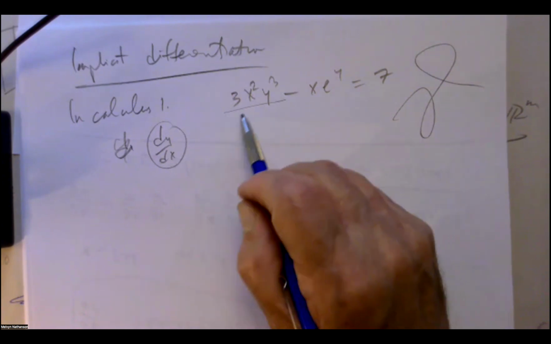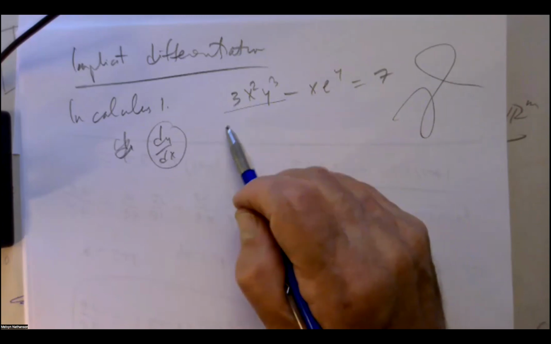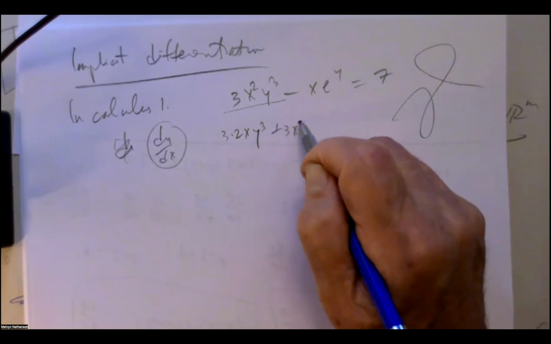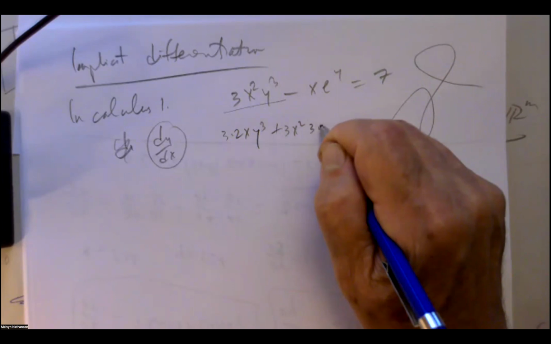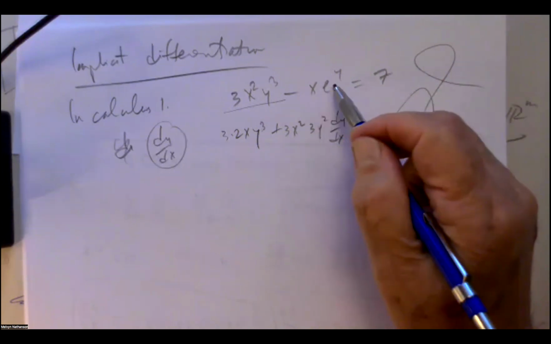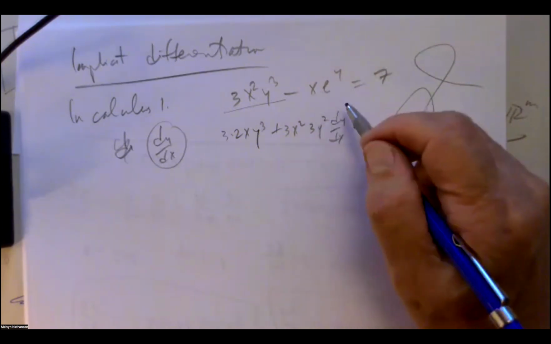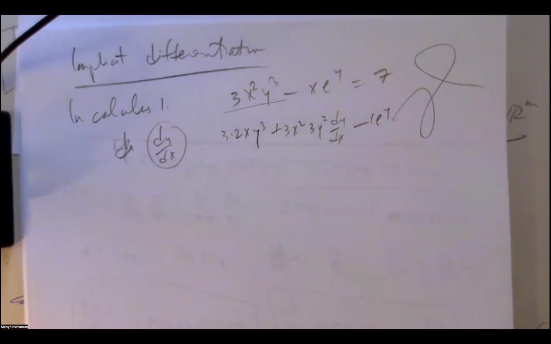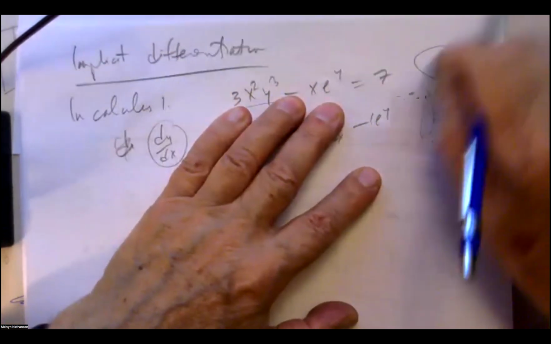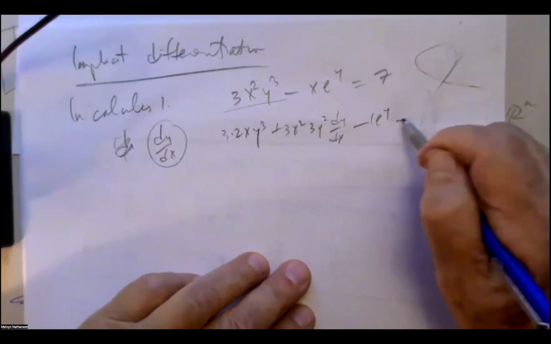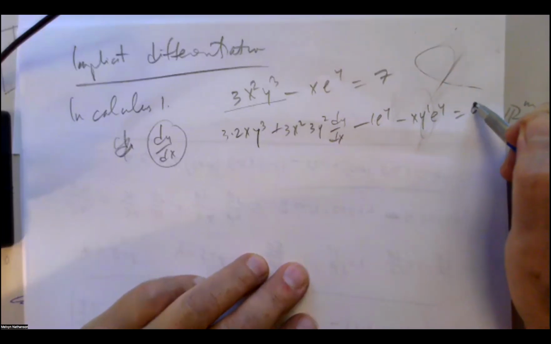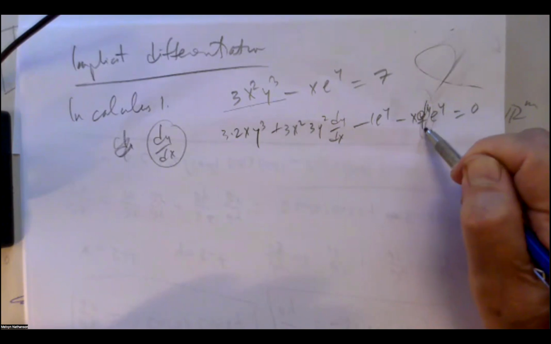So by the product rule, the derivative of this first term with respect to x is 3 times 2x times y cubed plus 3x squared times the derivative of y cubed, which by the chain rule is 3y squared dy dx, minus the derivative of x e to the y, that's the derivative of x, which is 1, times e to the y, minus, you have to differentiate e to the y, which is x times e to the y times dy dx, equals the derivative of 7, which is 0.